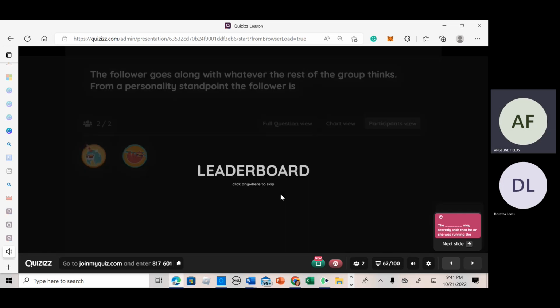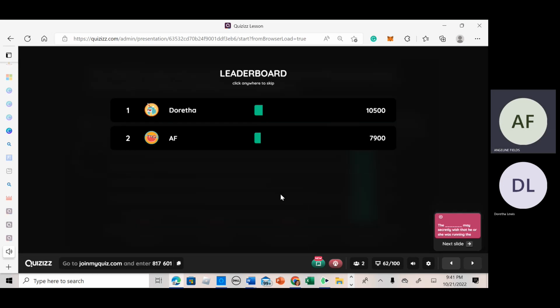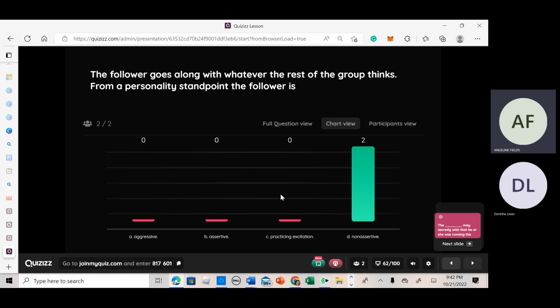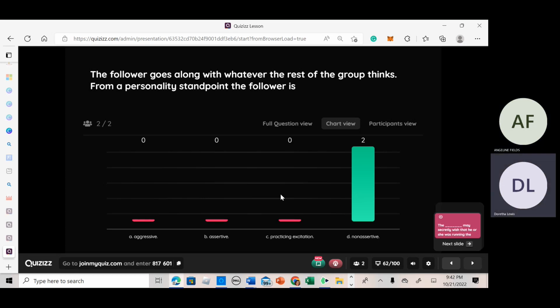The follower goes along with whatever the rest of the group thinks. From a personality standpoint, the follower is non-assertive because they don't really put themselves in a position to lead or to have a direction. They just tend to go along with whatever's being done, said, or happening at that point. Yep.